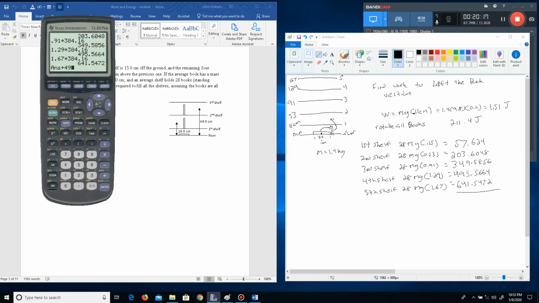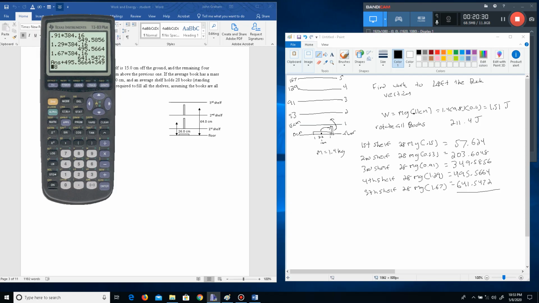So plus 495.5664 plus 349.5856 plus 203.66048 plus 57.624, and then the last thing is the rotating the books, so plus 211.4, and you get 1,959.23 joules, because all of these are in joules.